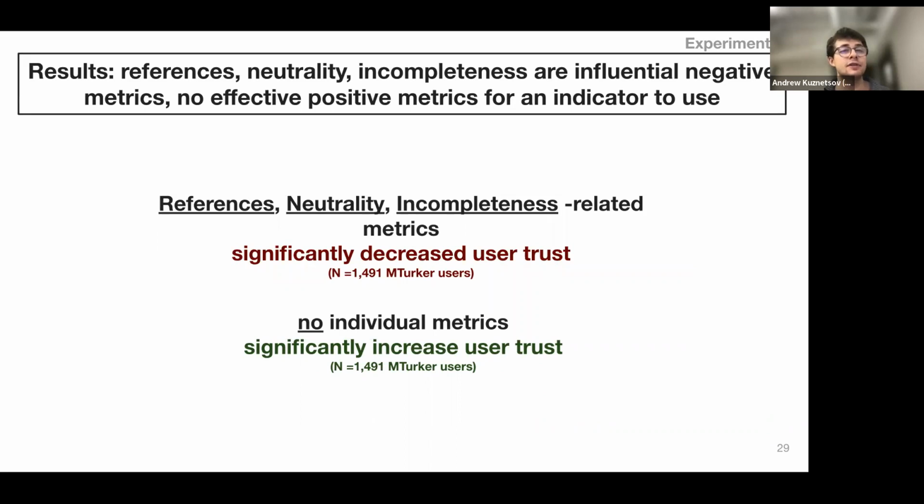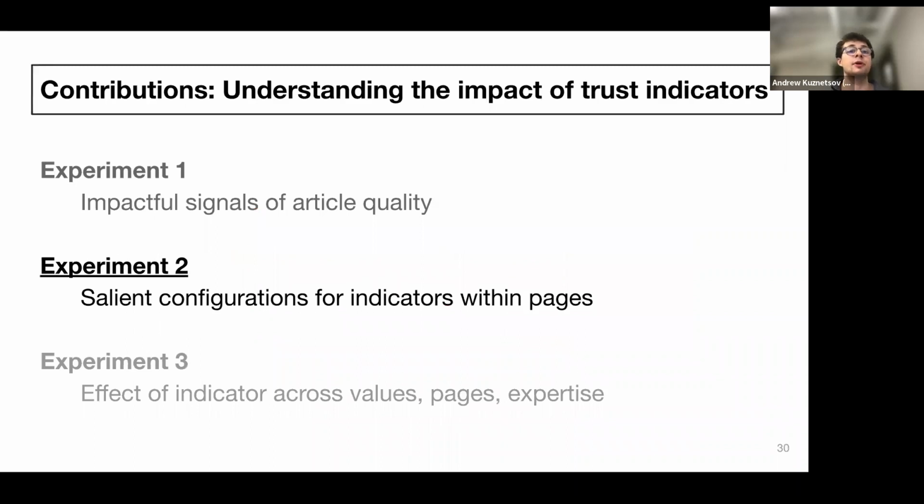Among the negative notices, metrics related to references, neutrality, and incompleteness significantly decrease user trust. Taken as a whole, this suggests there are a number of metrics we can use in a trust indicator to decrease user trust, but we don't surface any metrics that could be used to increase reader trust perceptions. In experiment 1, we found impactful signals by comparing them directly.